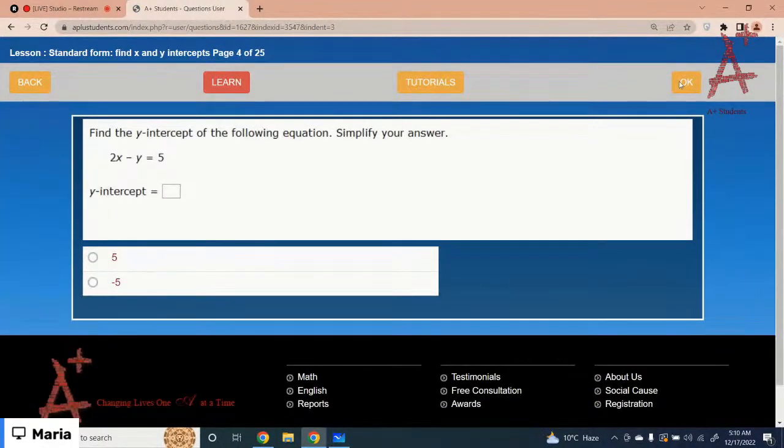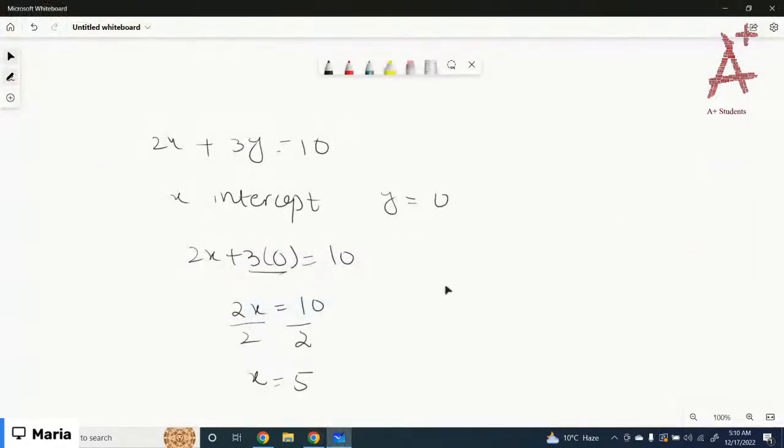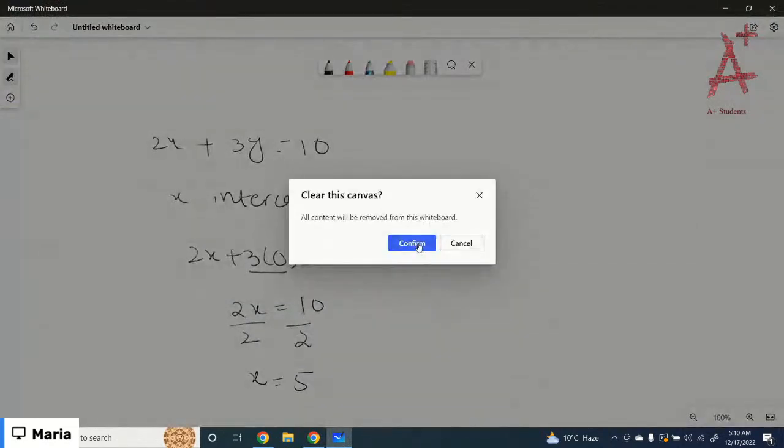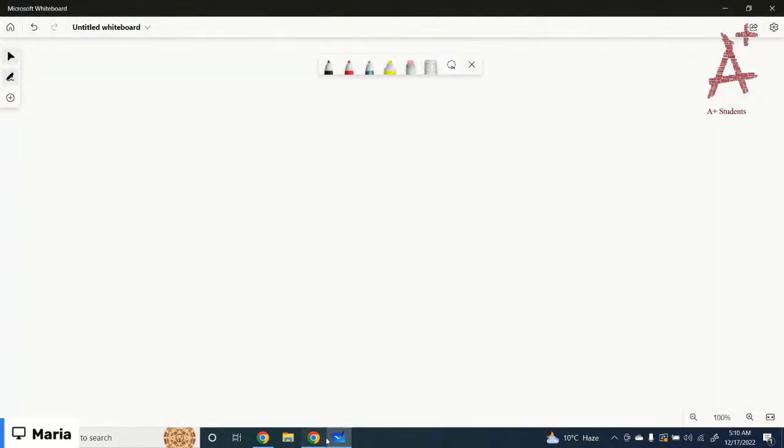Okay, the next one is 2x minus y equals 5. You have to find the y-intercept. So which is the correct option? 2x minus y equals 5. You have to replace x with 0. Got it? So when you replace x with 0, it would be then 2 times 0 minus y equals 5. So 2 times 0 is 0, minus y equals 5.